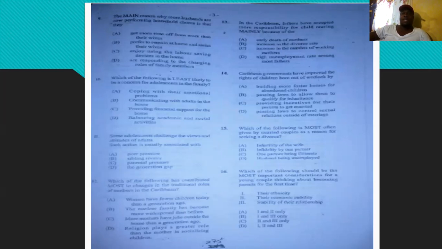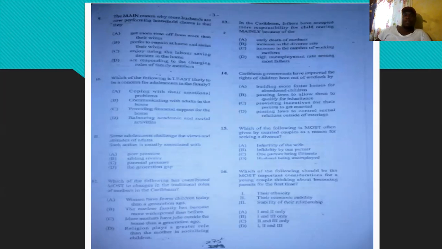Number 13, in the Caribbean, fathers have accepted more responsibility for child rearing, mainly because of the A, early death of mothers, B, increase in the divorce rate, C, increase in the number of working mothers, or D, high unemployment rate among most fathers. Answer is C, increase in the number of working mothers. Right, so it's kind of similar to number 12.